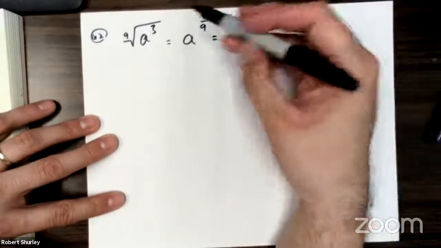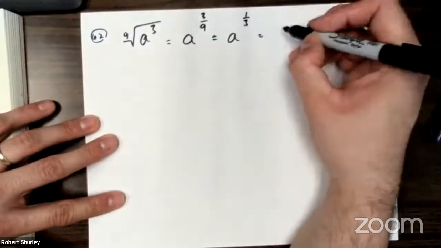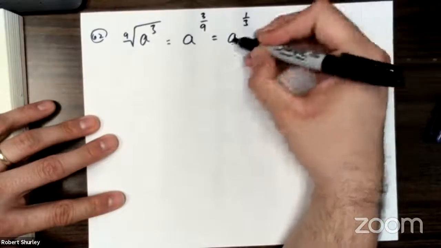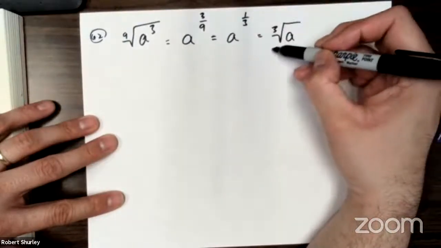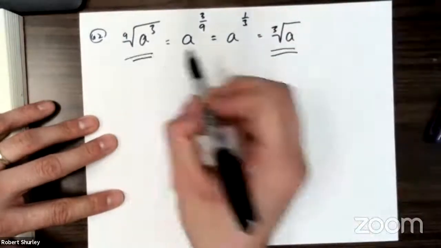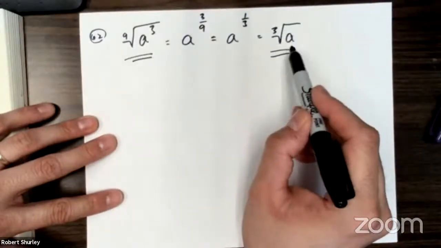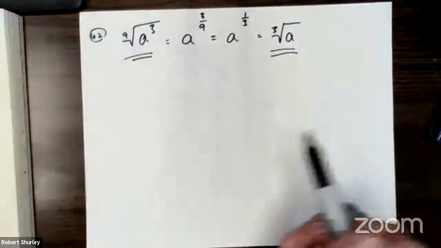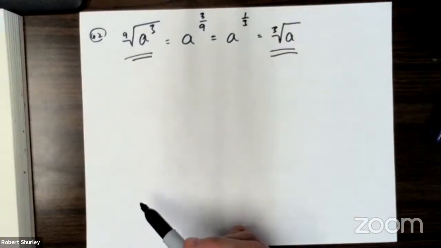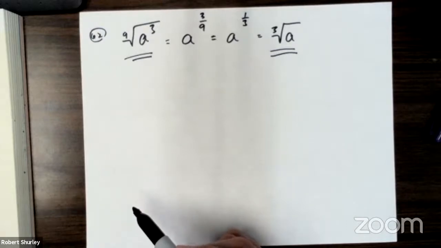And then they want us to go back into radical form. Okay, they want us to answer this in radical form. Well, a to the 1/3 is just the cube root of a. So they're considering this simplified, going from the 9th root of a cubed to the 3rd root of a, the cube root of a. Okay, so that's what they're wanting. And we'll dig into some more in-depth ones, but that's what they're wanting us to do.